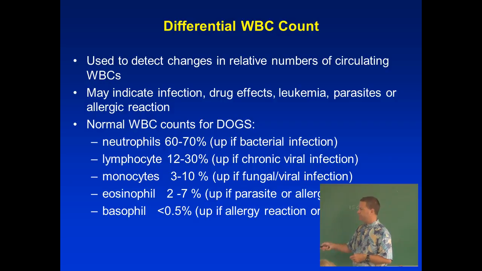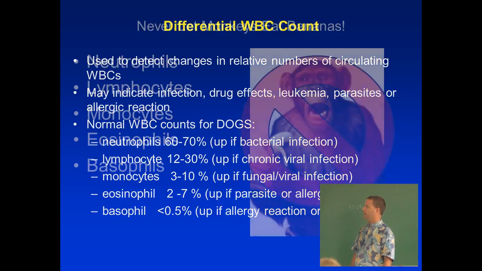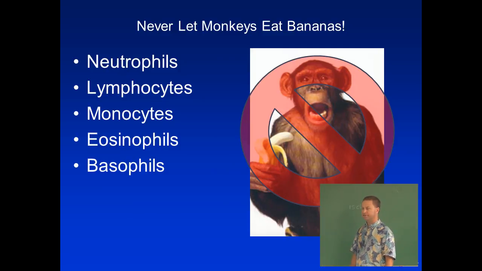So you need to memorize the order, and the way that we do this is just using this mnemonic. Never let monkeys eat bananas. Okay? So never for neutrophils, let for lymphocytes, monkeys for monocytes, eat for eosinophils, and bananas for basophils. Now this is for cats and dogs, and for people it's different, for ruminants. Okay, does anybody know the most abundant white blood cell in ruminants?